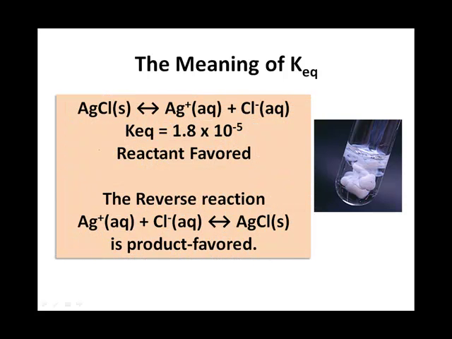And this is exactly what we just did. Okay? So, KEQ, since it is less than 1, reactants are favored. However, if we do the reverse reaction, the products are therefore favored.